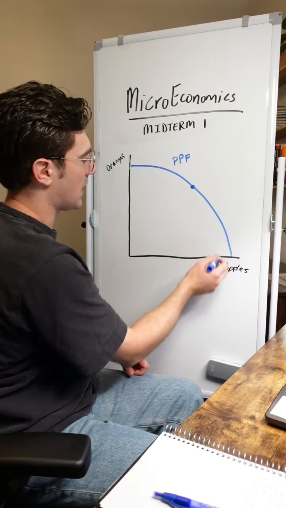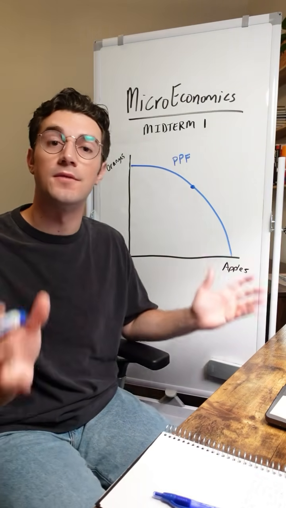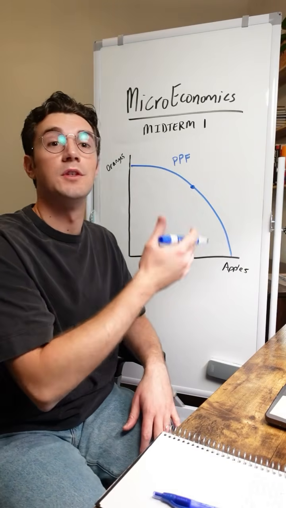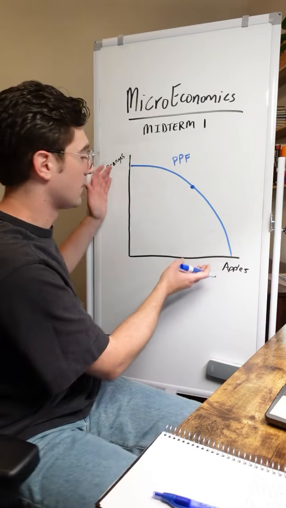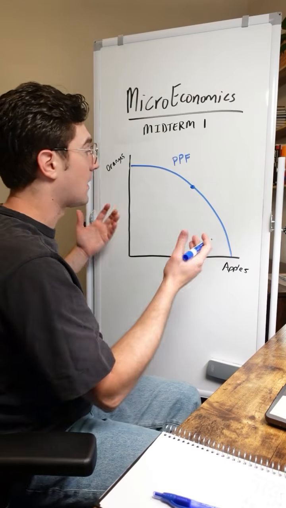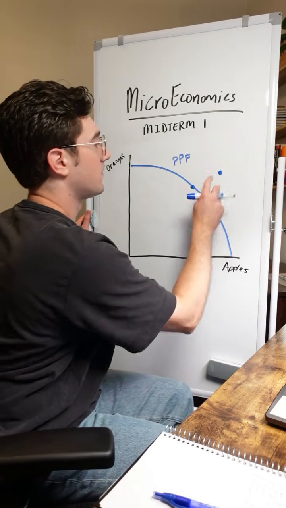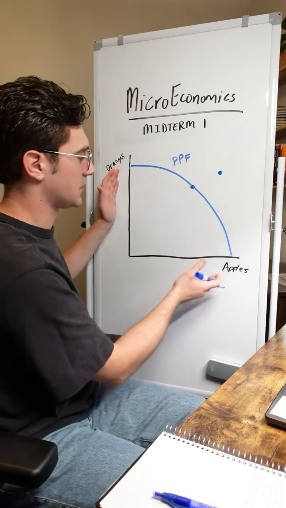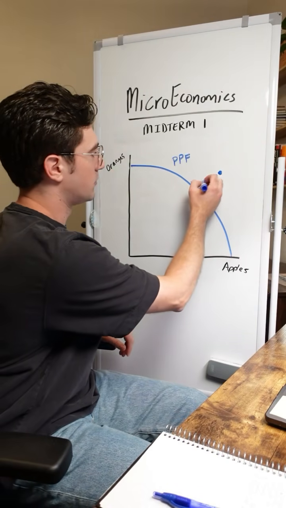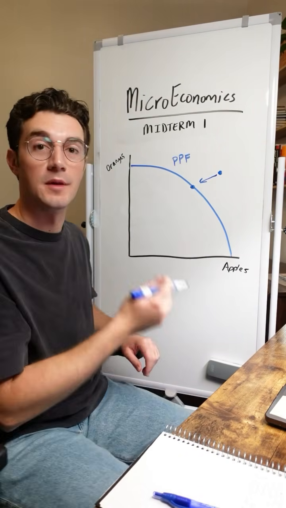If any point of output lies along the curve, then it's efficient, because this production possibilities frontier represents our maximum capable output that we can produce of these two goods. So if a problem gives you a point that's out here, this is unattainable. We simply can't produce this many oranges and apples. We would eventually need to pull back our output to lie back on the PPF curve.